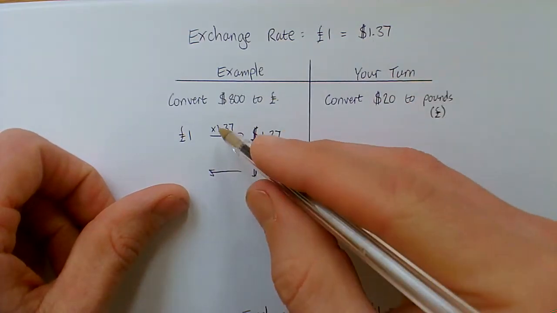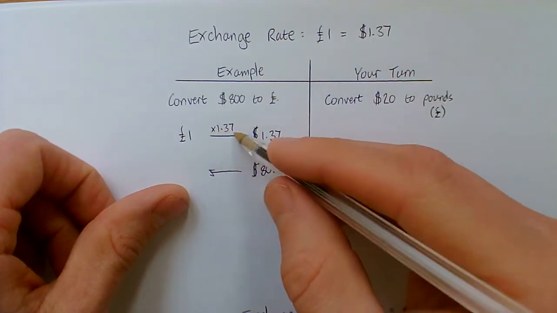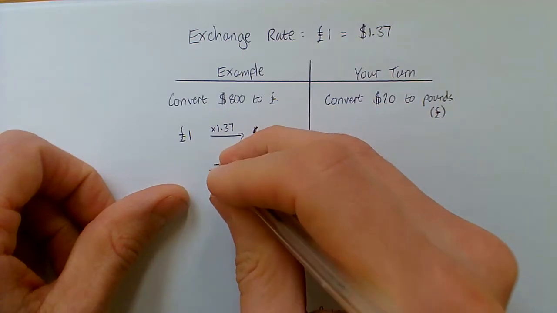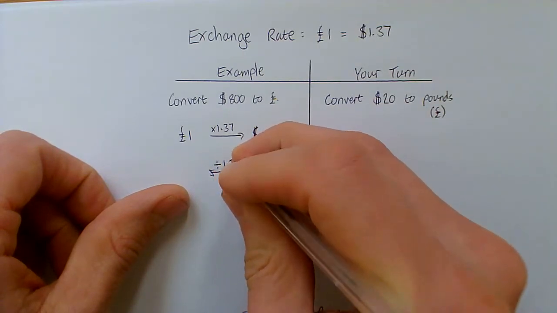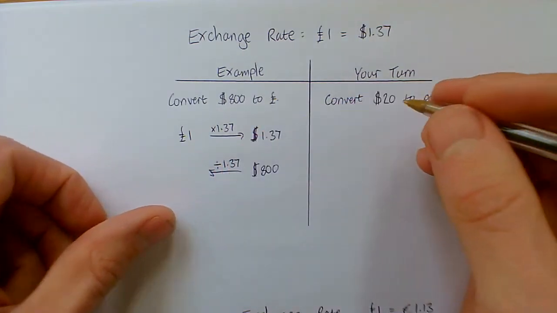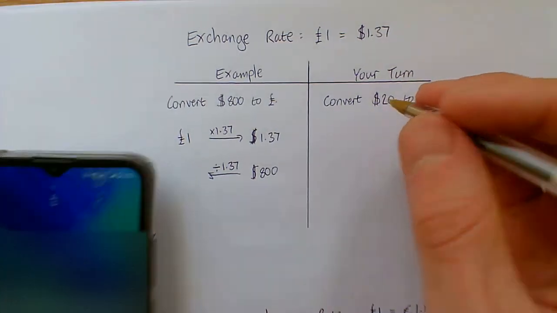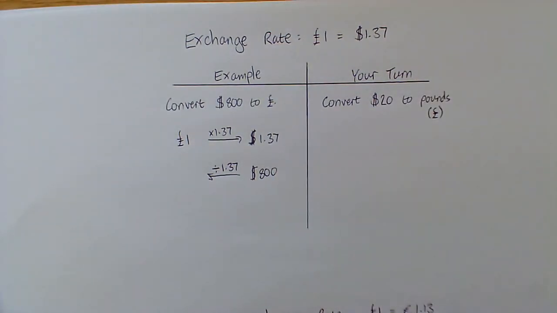So that means I want to do the opposite of what I did up here. So here I times by 1.37. The opposite is to divide by 1.37. So now we can put that in the calculator and work out what we get.